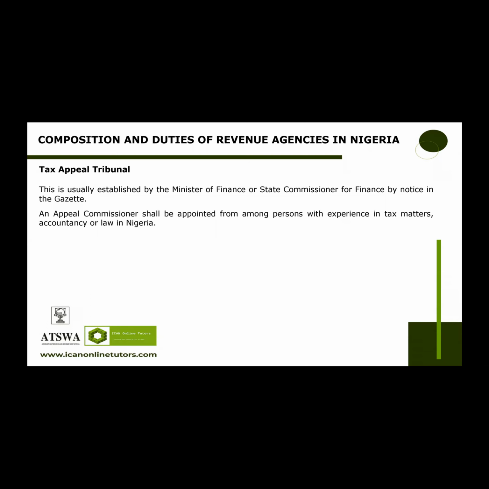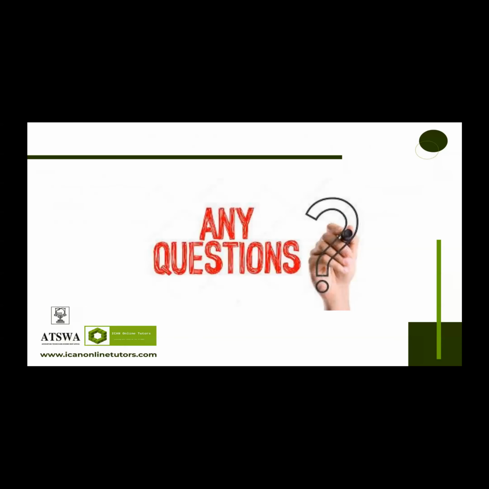So the salary and allowances payable to, and the terms and conditions of service of, the tax appeal commissioners shall be determined by the Revenue Mobilization Allocation and Fiscal Commission, RAMAF, and shall be prescribed in terms in their letters of appointment. Are we together? Any questions so far so good? In the absence of any, let's continue.